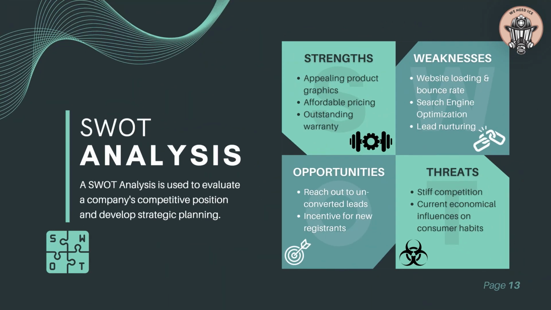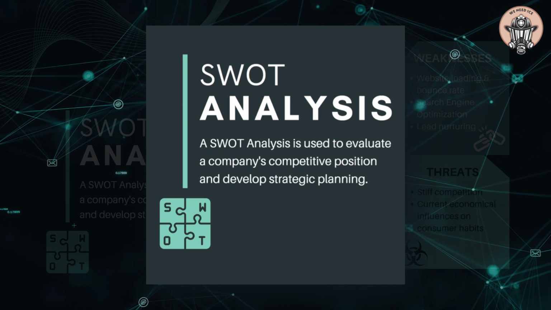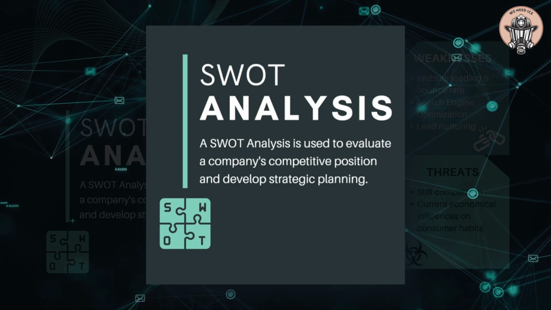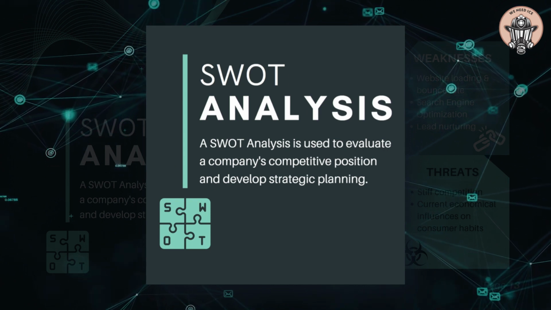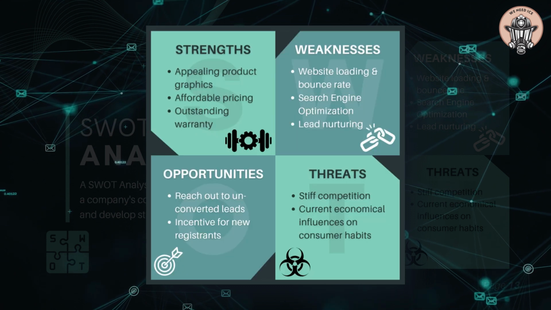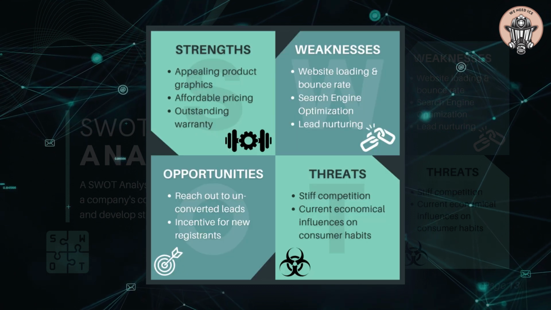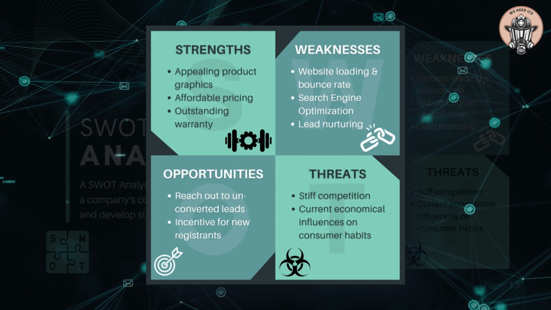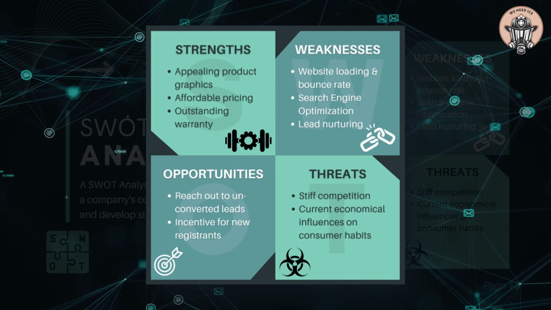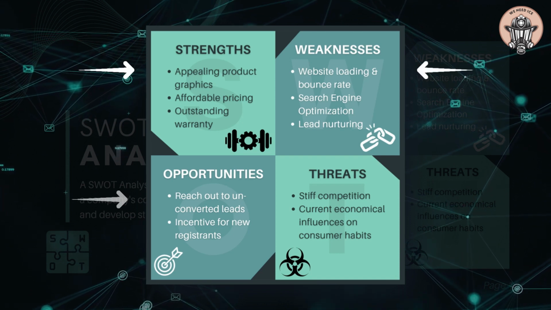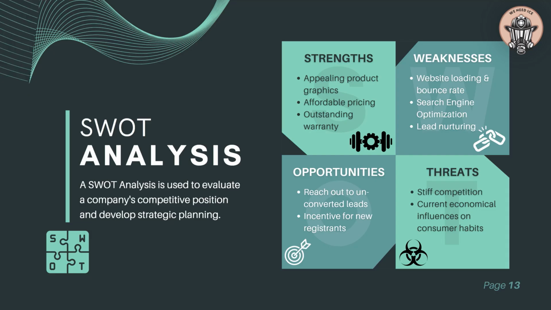Moving on to the ever popular SWOT analysis. A SWOT analysis is used to evaluate a company's competitive position and develop strategic planning. My template already has a diagram for you and some example bullet points under each of the SWOT categories: strengths, weaknesses, opportunities, and threats. We're almost done.